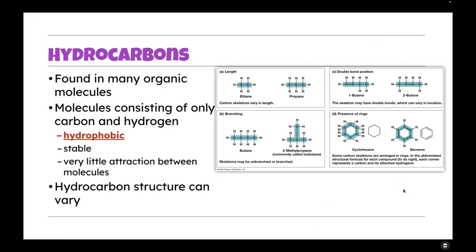All right, let's get into hydrocarbons. Functional groups are like molecular personality traits. Hydrocarbons contain carbon and hydrogen. They're hydrophobic and stable, so there's very little interaction between these molecules. These are all examples of hydrocarbons. You can see that they contain both carbon and hydrogen throughout.